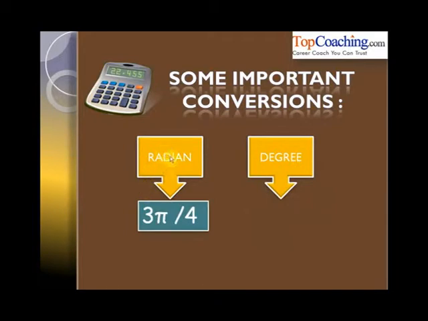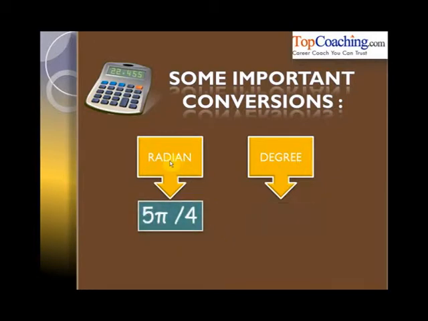Let's take the angle as 3 pi by 4. So if the angle is 3 pi by 4 radians, then in the degree form this is equivalent to 135 degrees. We know that pi by 4 is nothing but equal to 45 degrees. So 3 pi by 4 would be simply 3 into pi by 4, which is 3 into 45, and thus this gives the value as 135 degrees.